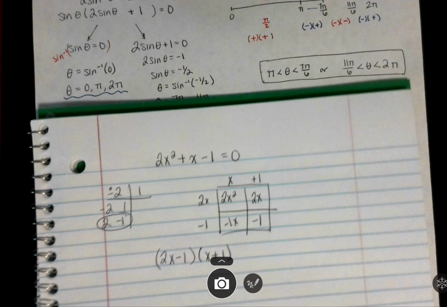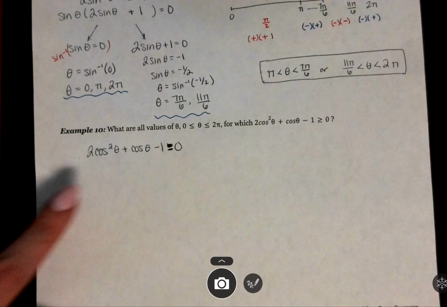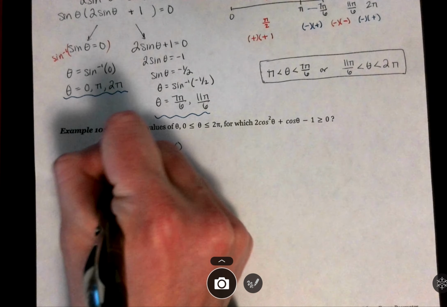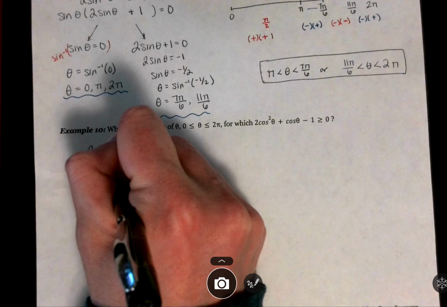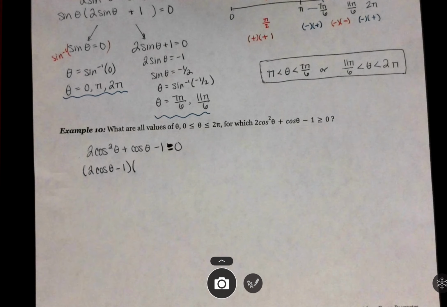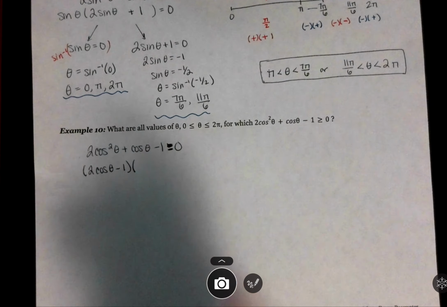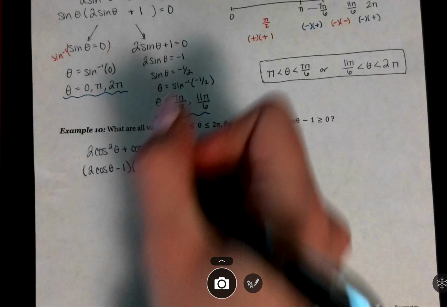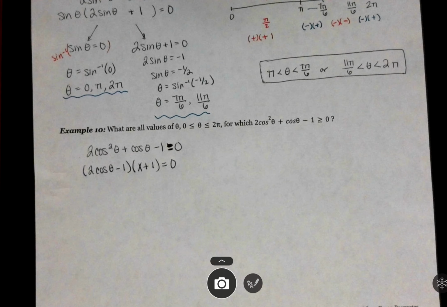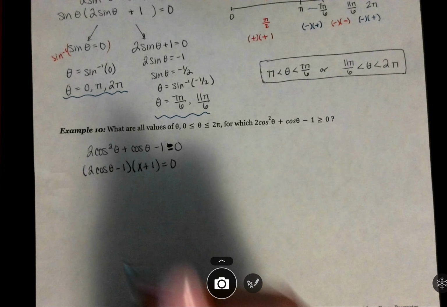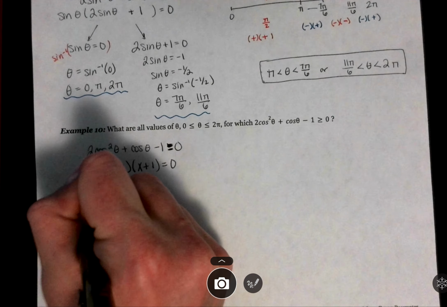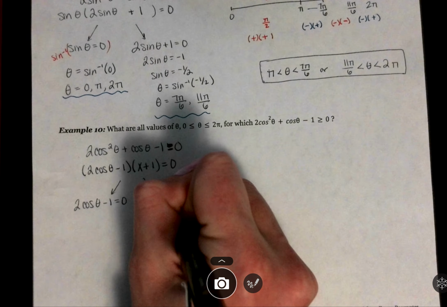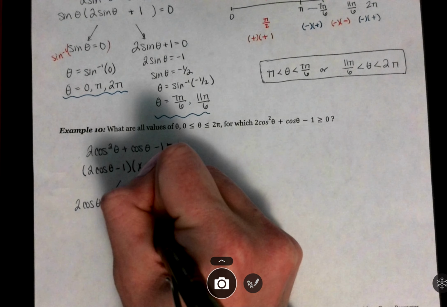I'm going to use this because I know that I took cosine of theta and replaced it with x. So if I go ahead and factor this, it will become 2 cosine of theta minus 1 in my first set of parentheses instead of 2x minus 1, because I just changed that in my brain so I got used to it. And then my second set of parentheses would be cosine theta plus 1, and that is still equal to 0. Now that I have factored form, I can split these apart and solve them. So I have 2 cosine of theta minus 1 equals 0. And I just realized this should be cosine of theta.